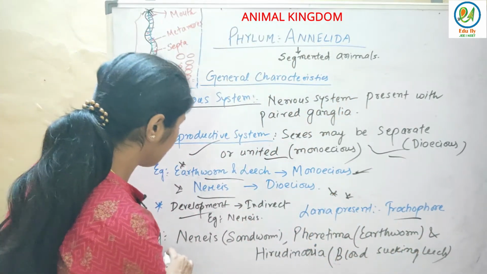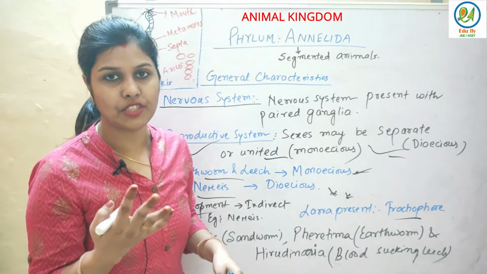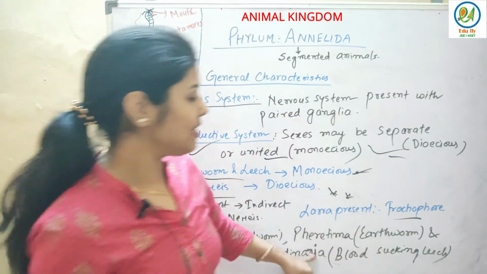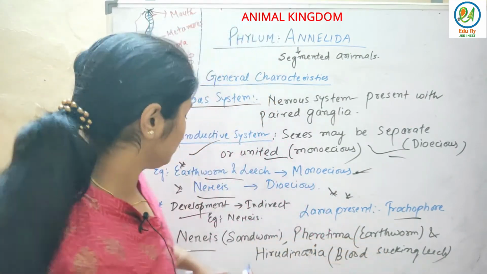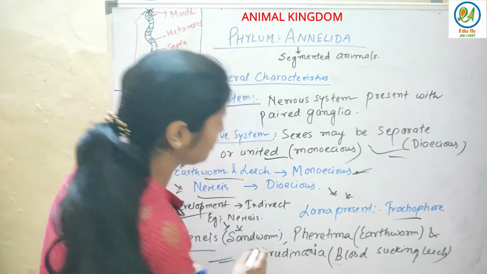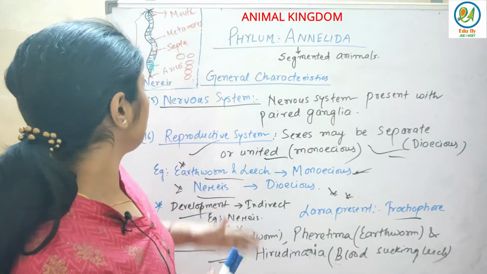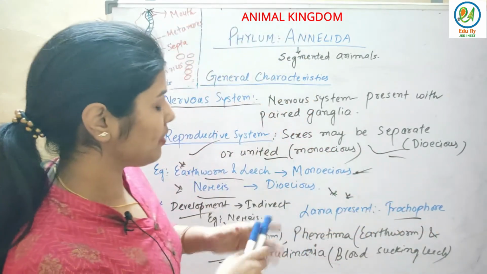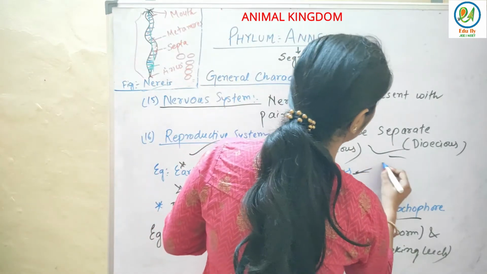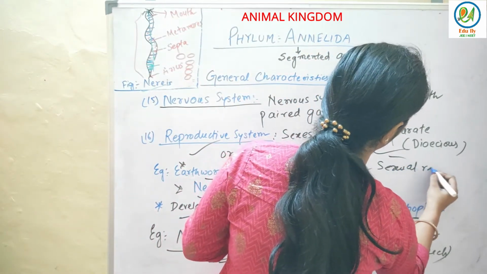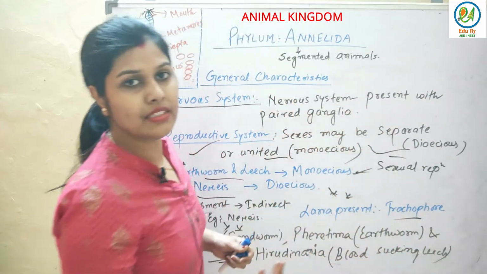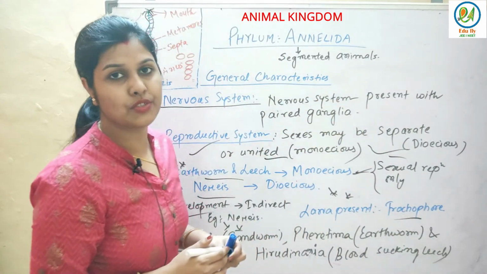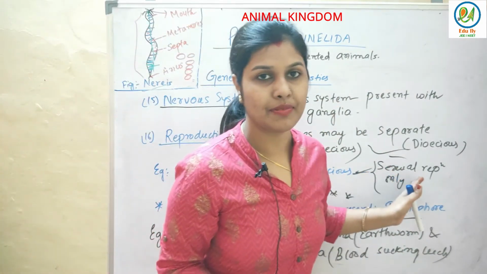These are three very important examples in case of annelids: Nereis, sandworm Aphrodite, Pheretima earthworm, and Hirudinaria blood sucking leech. They are known as blood sucking leech. These are very important examples, remember from NEET point of view. So this was all about nervous system, reproduction and development. In annelids, most have sexual reproduction only. There is no mention of asexual reproduction.